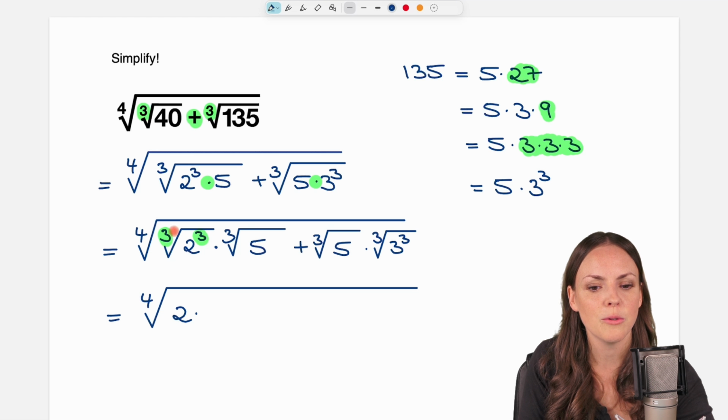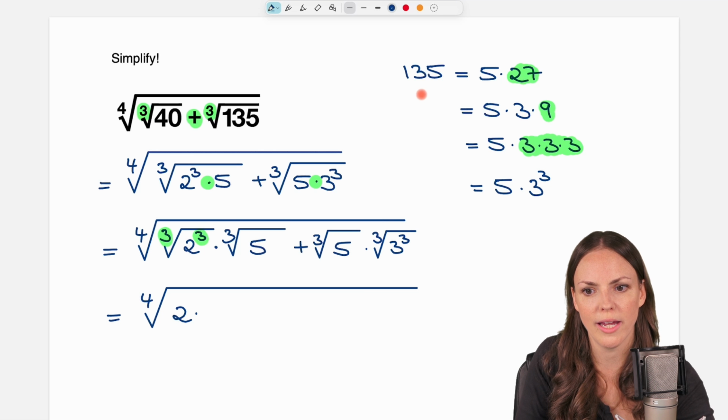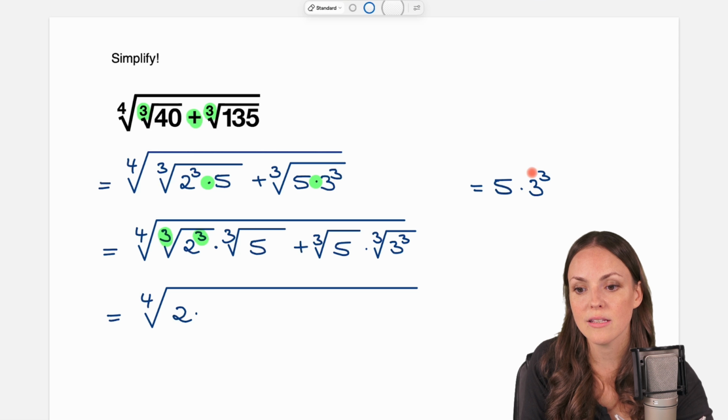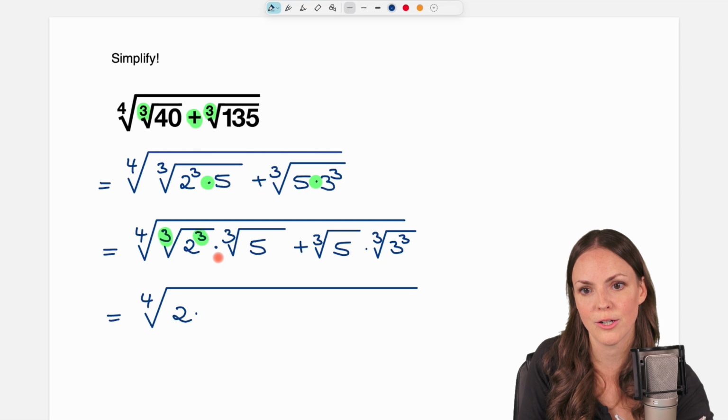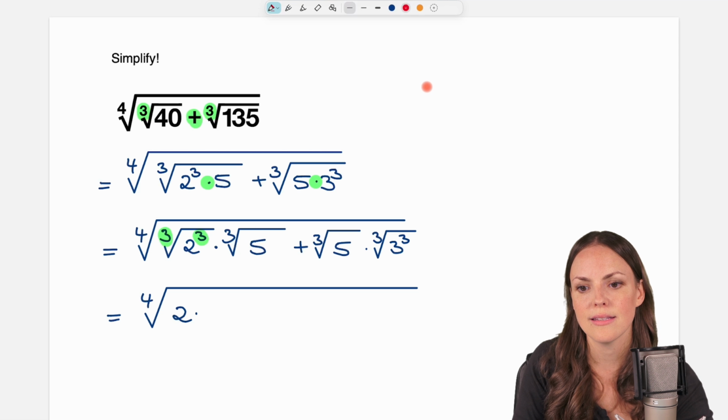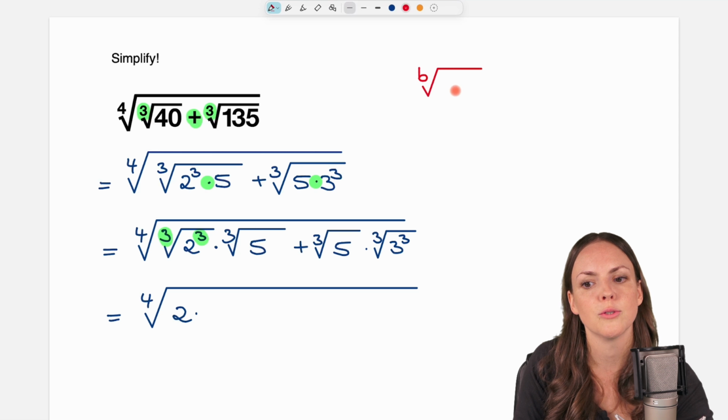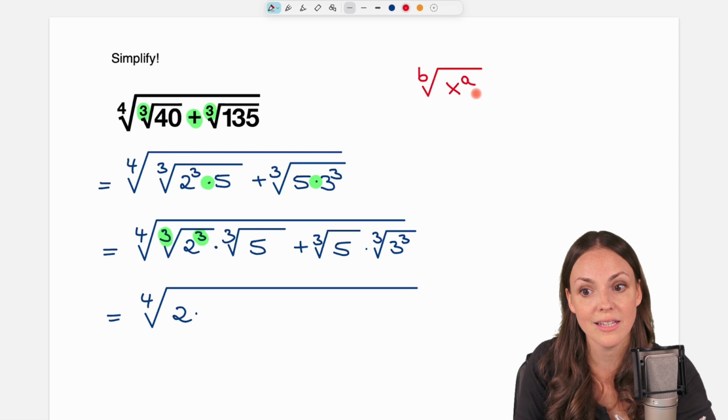If you don't like working with roots, by the way, you can always write a root as a power. So the rule is, if you, for example, have the bth root of x to the power of a, so this is what we have here. We have the cube root of 2 to the power of 3. So we have this structure here.